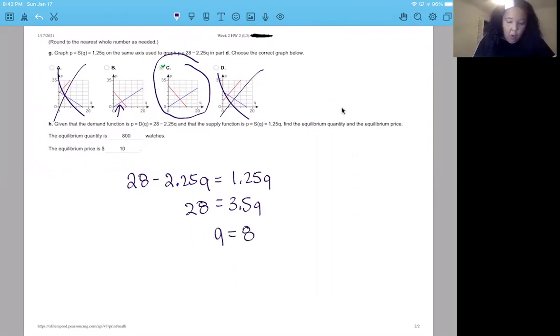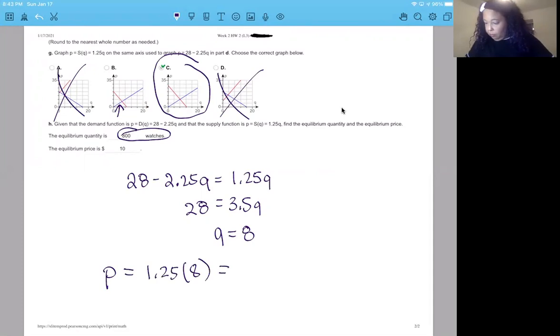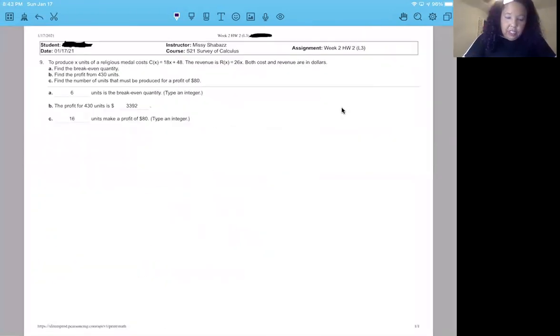All right, so that quantity again, multiplied by 100, is going to give me 800 watches, and we want to know what that price is. Both of those supply and demand functions give me price, so I can plug it into either of those. So let's just go ahead and plug it into the supply function. So price is equal to 1.25 times 8, which is $10. So our equilibrium price is $10. All right, so that was question number 7. Let's move on to question number 9.